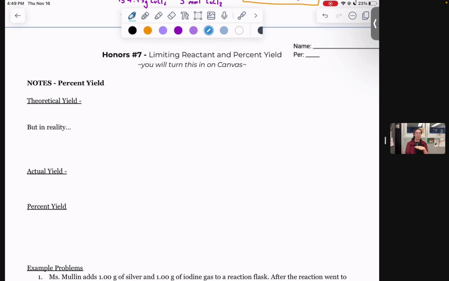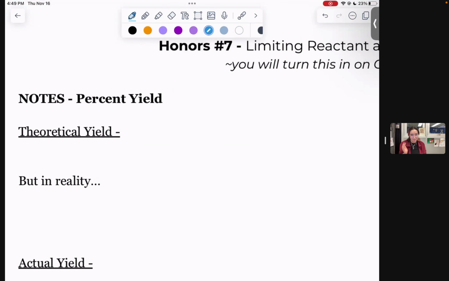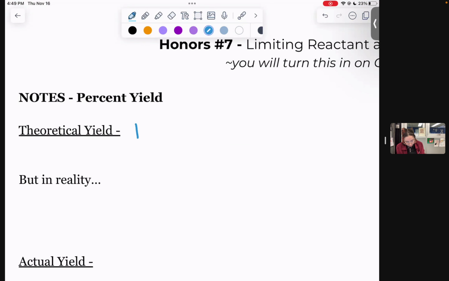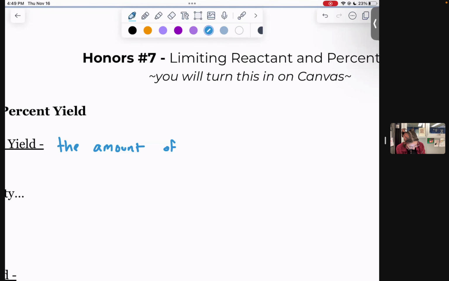So what we've been doing so far, the math we've been doing and calculating how much stuff we can make, that's all actually a theoretical yield. So just based on math, in a perfect world, how much could we make if everything works out and the mole ratio is perfect? How much could we make? So that is actually what we've been doing so far, theoretical yield. The amount of products created by a perfect reaction.